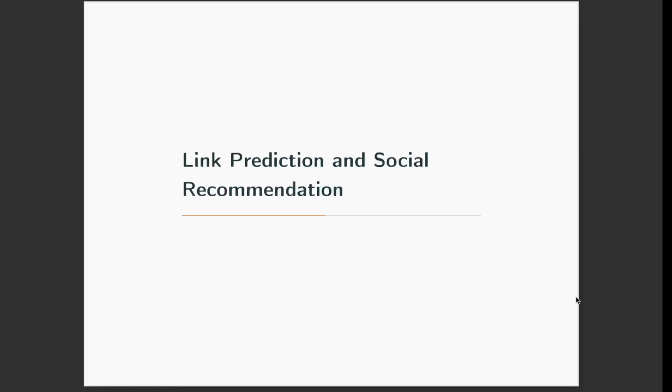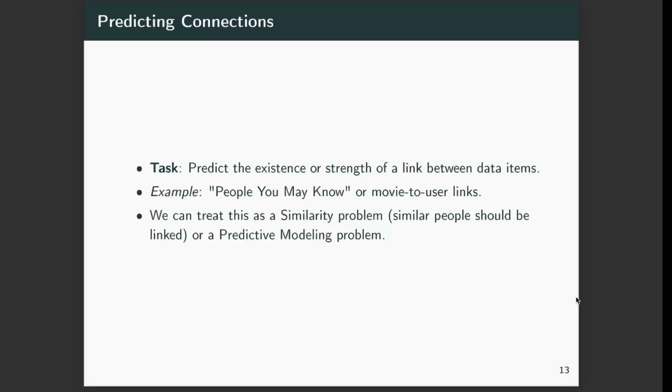We now turn to a fascinating and increasingly important family of tasks known as link prediction. The fundamental question here is, given a network of entities and the connections between them, can we predict whether a new connection, a new link, should exist?